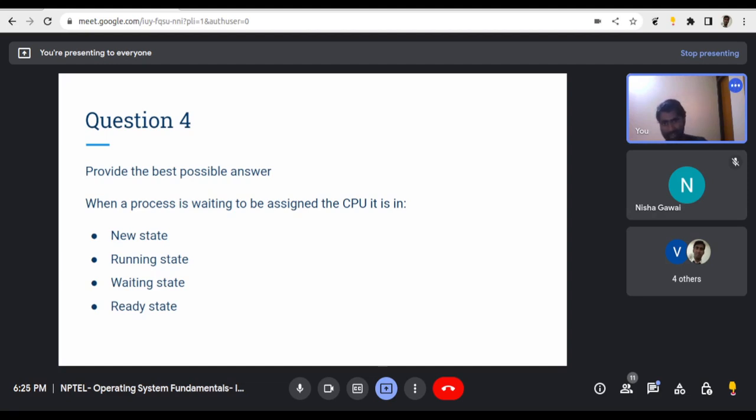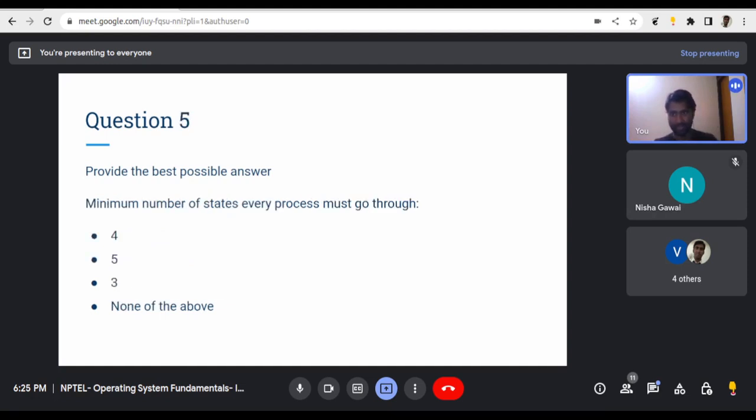So yes, a process that is waiting to be assigned the CPU is in the ready state. So yes, you are correct. Anyway, let's move on to the next question.